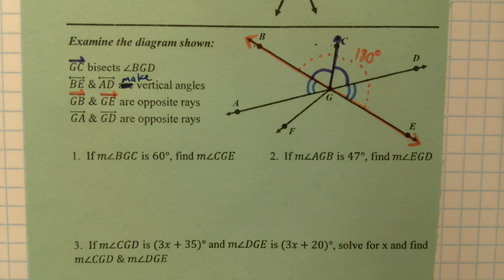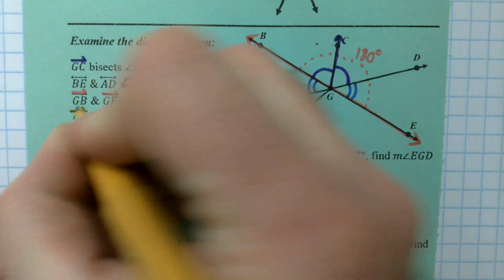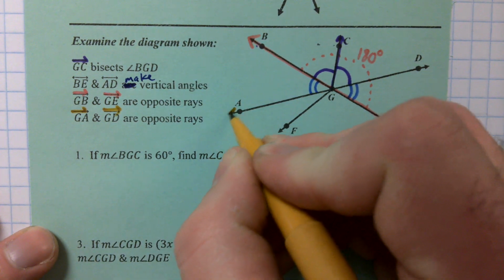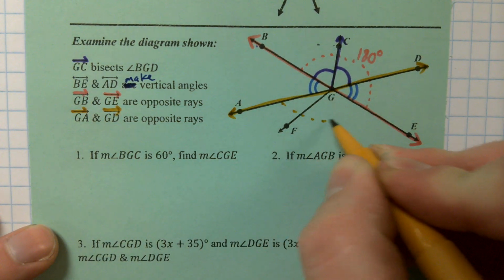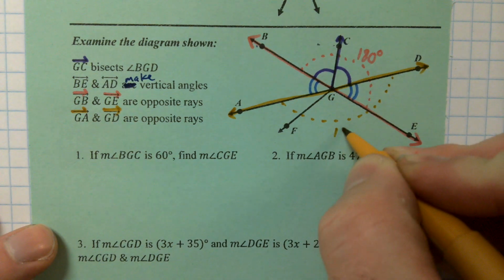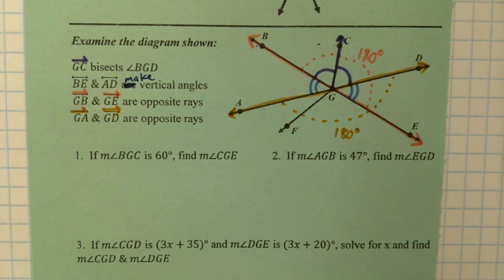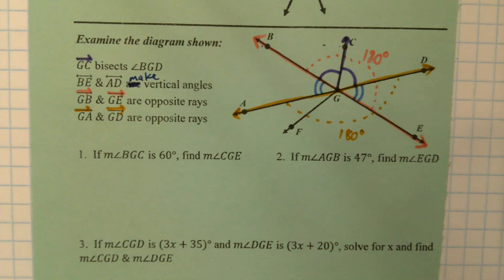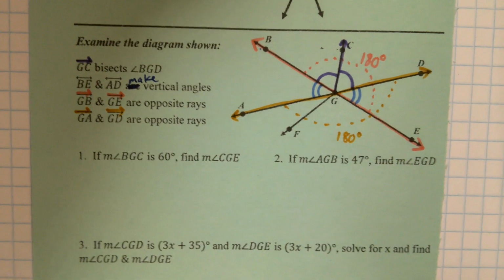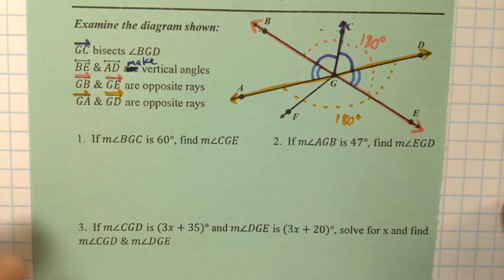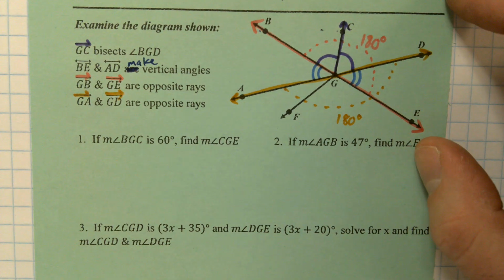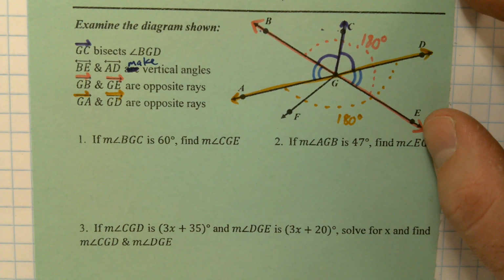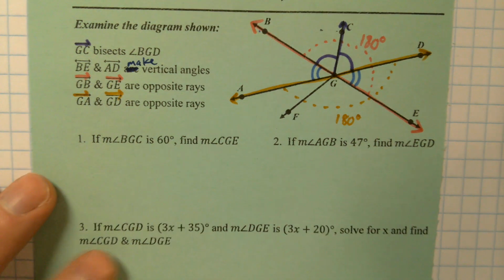We also know that GA and GD are opposite rays. So the same deal goes for them. They make a linear pair. Here's GA. There's GD. So all the way across, that's 180 degrees. So the name of the game here is knowing as much as you possibly can before you start trying to figure out what to do with the question. So if it gives you information like this, figure out what that information tells you first. That's going to make the problem that you're now going to solve a lot easier. Okay?